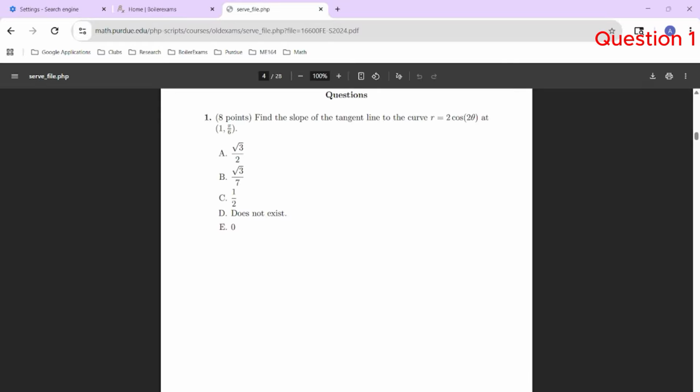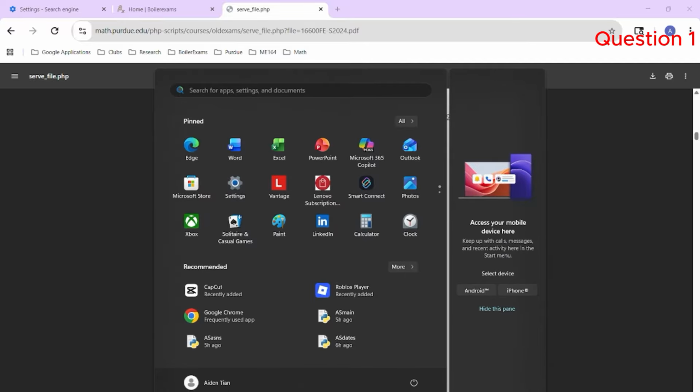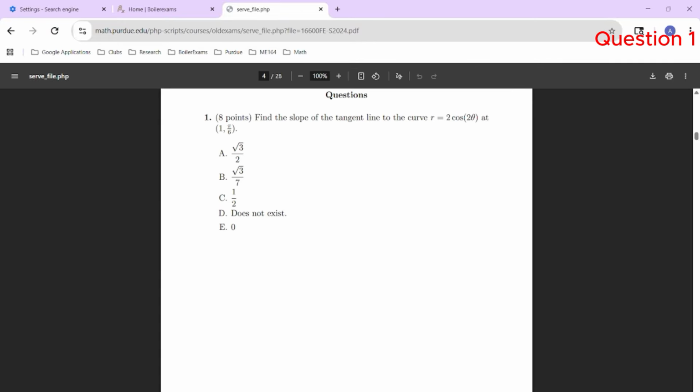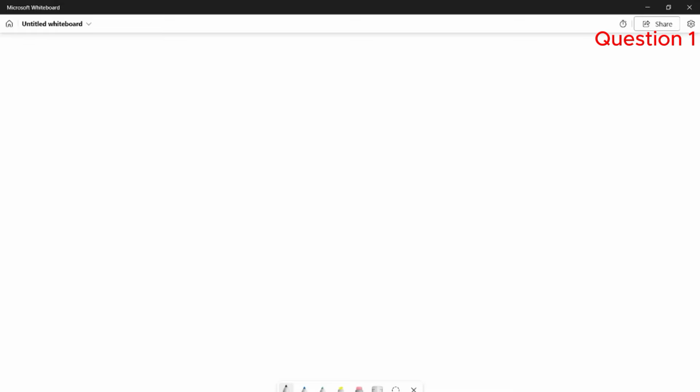Today we'll begin with the first question of spring 2024 for MA166 or Calculus 2. So what is this question? Find the slope of the tangent line to the curve r equals 2 cosine 2 theta at the point 1 comma pi over 6. So let's begin.